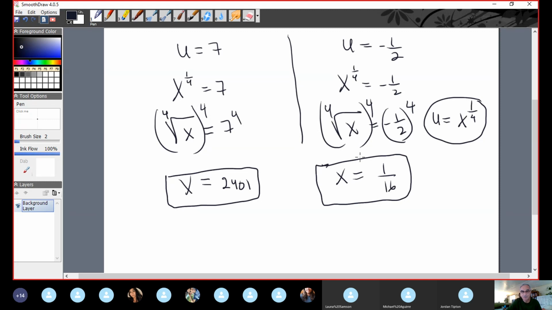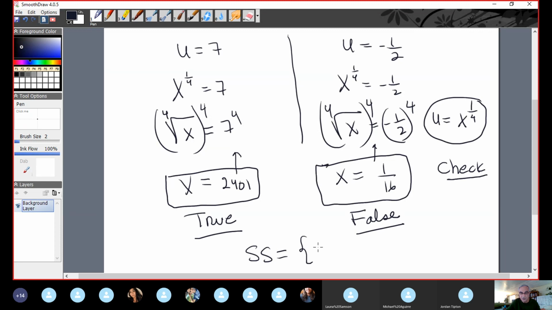What do you think? You need to check it or no? Yes. Well, unfortunately, we have no time to check it, but this is just elementary arithmetic. You plug this number into the original equation and verify that this is a true statement. This solution works. But when you plug in the other one into the original statement, it is completely false. So the solution set for this quadratic form equation is only this solution.